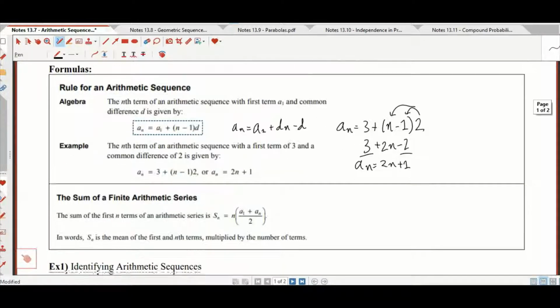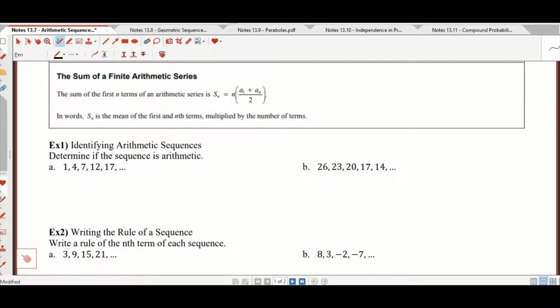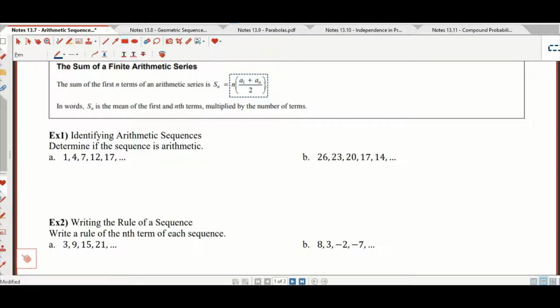Okay. Now, here's a funny thing. The sum of a finite arithmetic series, the first n terms of an arithmetic series, is S sub n equals n times a sub 1 plus a sub n over 2. Think of it as the mean of a sub 1 and a sub n, so you take the mean of those two and then multiply it by how many terms you have.